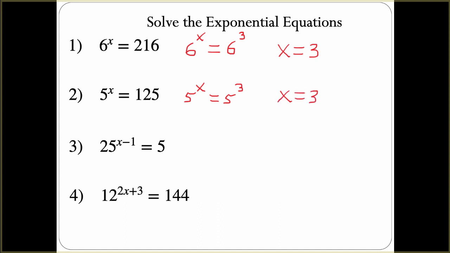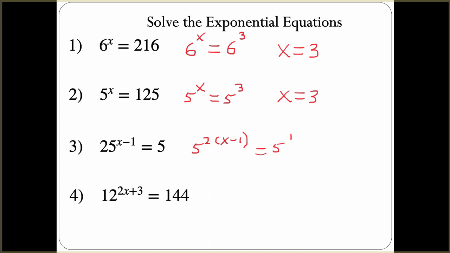Next, we have 25 raised to the x minus 1 equals 5. Well, this time we have to take what's on the left side and get the same base. This one gets a little more tricky. So we have 5 raised to the second power is 25. And then we have our exponent we had before, x minus 1, in parentheses now, equals 5 to the first power. And this time we want to put that first power there.